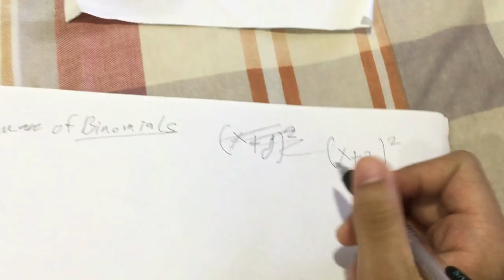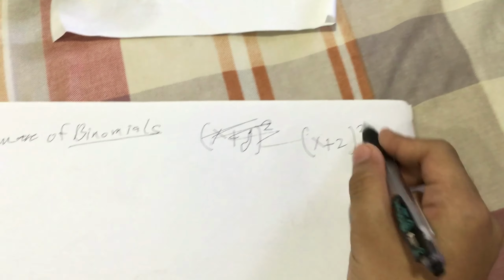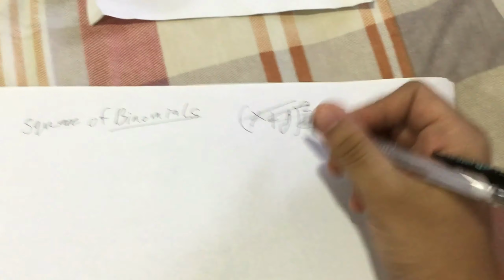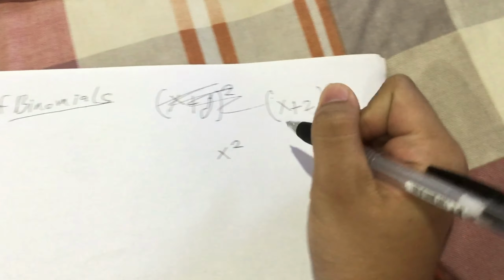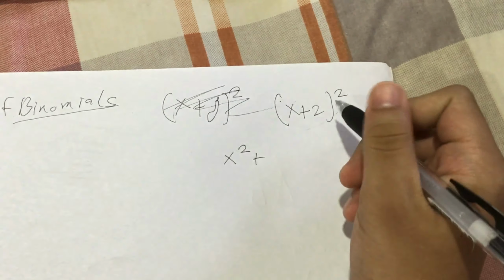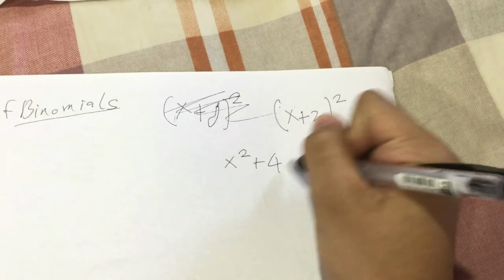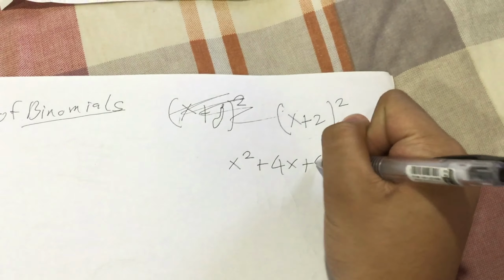So you must be wondering, how do we solve that? Well, what are we even supposed to find? Well, you see, we're just supposed to simplify this, you know? Let me teach you how. This is the answer: x squared plus 4x plus 4.